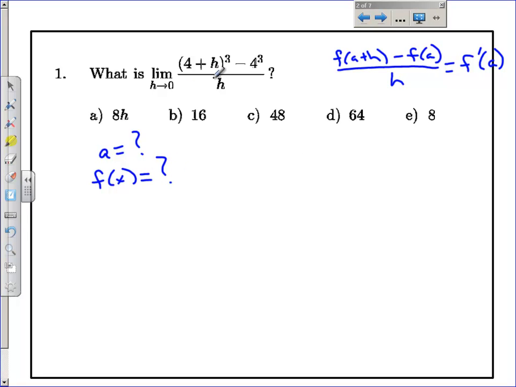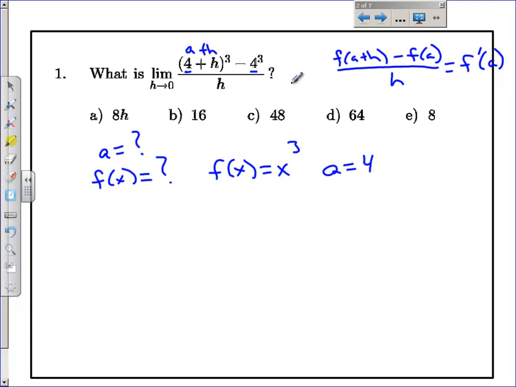So the first thing we should look at is what is happening to a plus h. Here is a plus h, and what is happening to that? Well, it's being cubed. So f of x would have to be the cubed function, or x cubed. And a is pretty easy to find. It's right there, and it's also right there. Here's f of a plus h minus f of a, where a is 4. It's been thrown into the x cubed function, so a is 4.